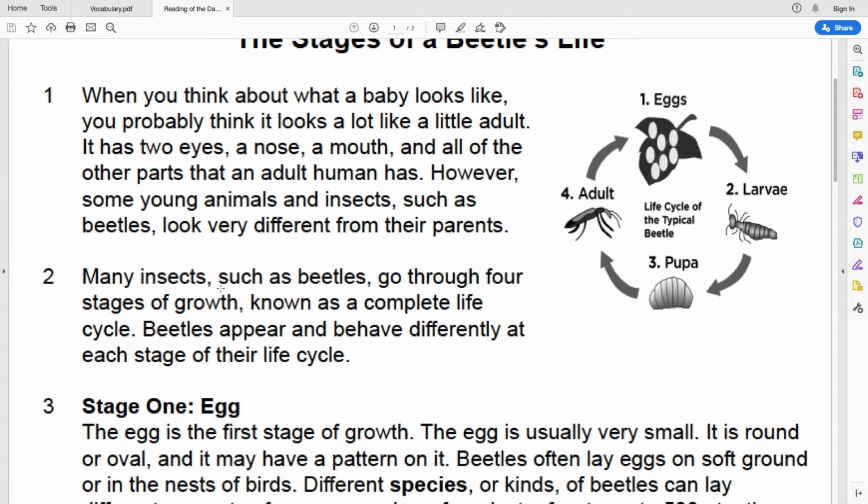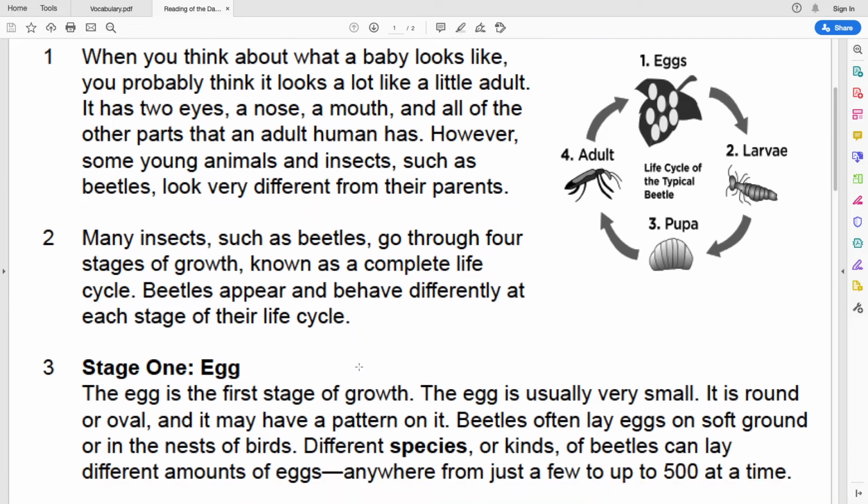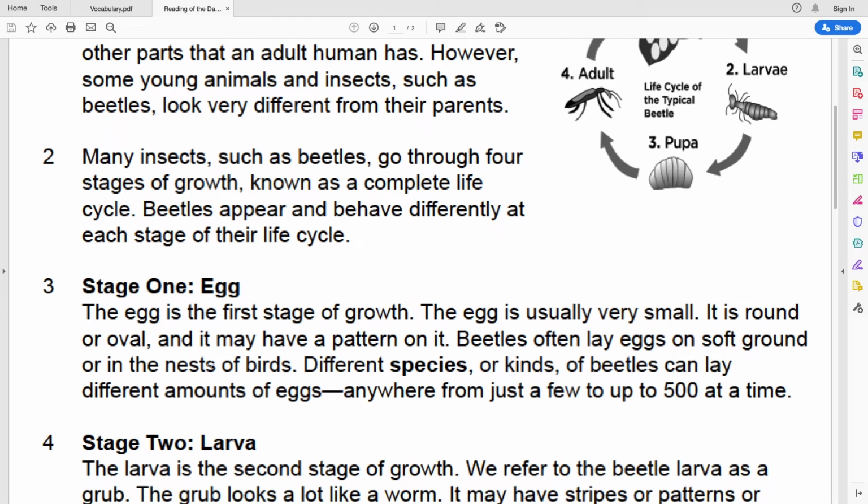Okay, paragraph 2. Many insects, such as beetles, go through 4 stages of growth, known as a complete life cycle. Beetles appear and behave differently at each stage of their life cycle. So there are 4 stages for the beetle's life cycle, and we're gonna start with the first one.